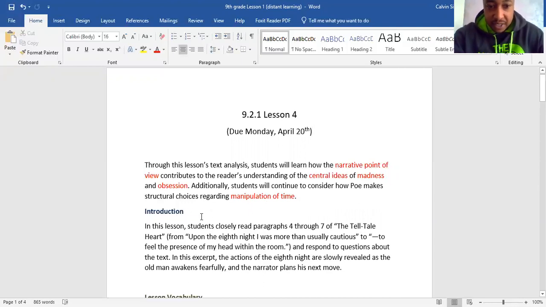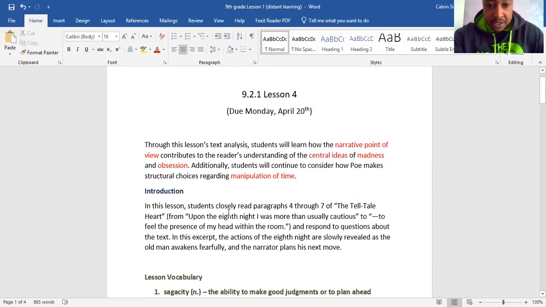Here's our introduction here. In this lesson, students closely read paragraphs 4 through 7 of The Tell-Tale Heart, from "Upon the eighth night, I was more than usually cautious," to "feel the presence of my head within the room," and respond to the questions about the text. In this excerpt, the actions of the eighth night are slowly revealed as the old man awakens fearfully, and the narrator plans his next move.